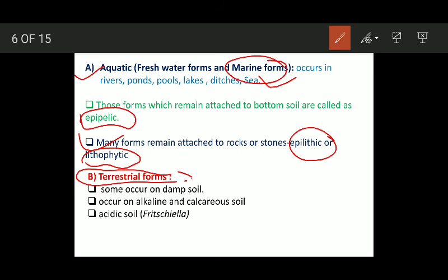The terrestrial algae can occur on damp soil, they can occur on alkaline and calcareous soils, and some algae like Phycology are known to occur on acidic soils.